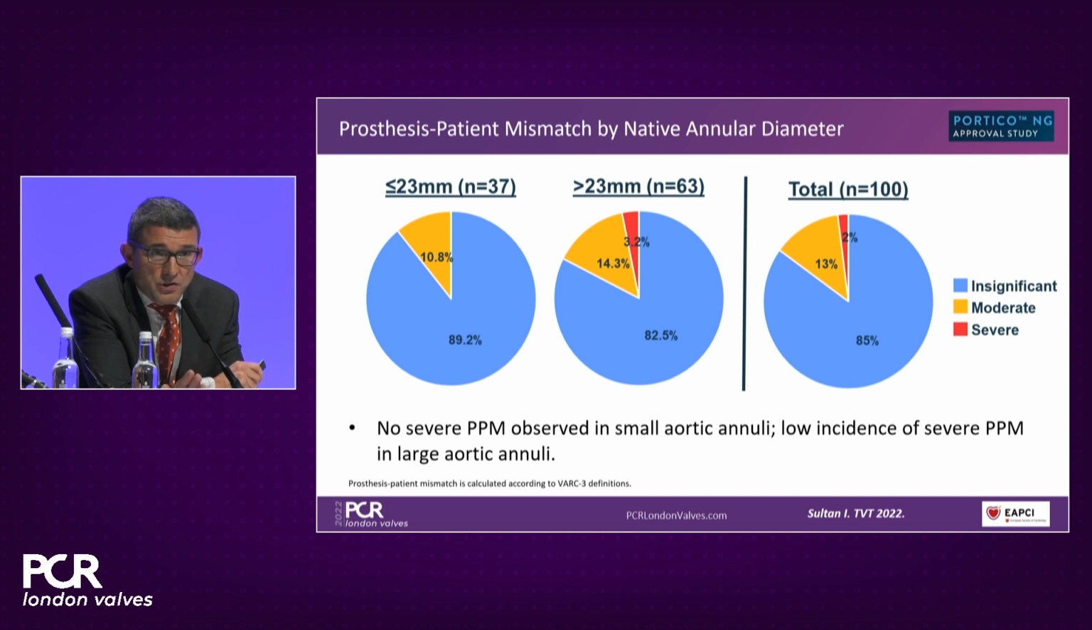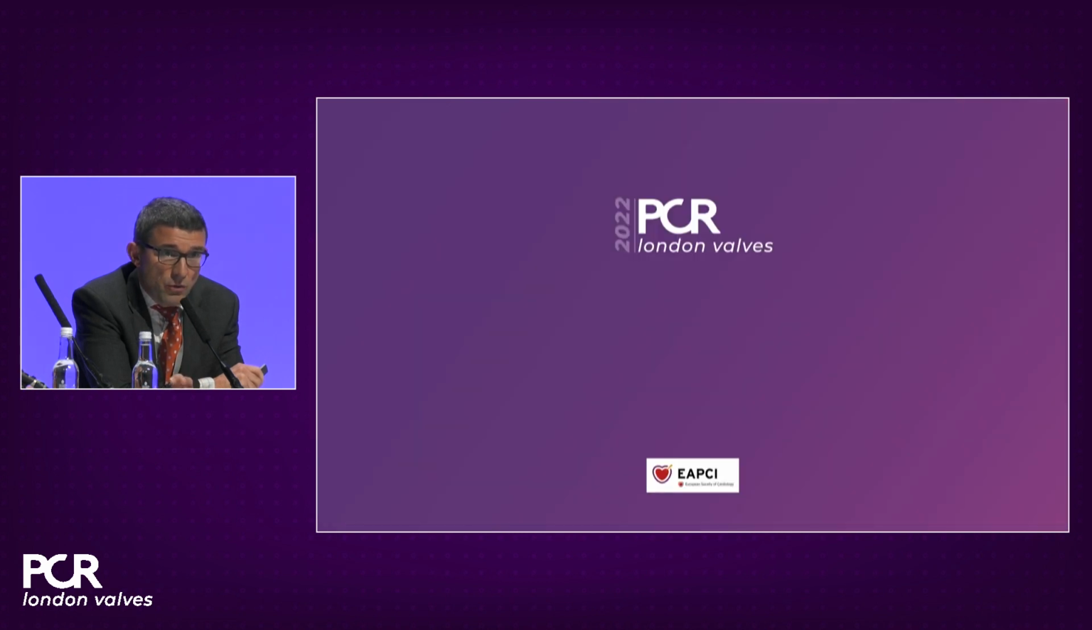And this is related to annular diameter. And you can see in the small diameters, we actually had no patient prosthesis mismatch in the 37 patients we've studied, and a very small proportion, 3.2%, in those with larger diameters. So we have now the tools to take on the job.